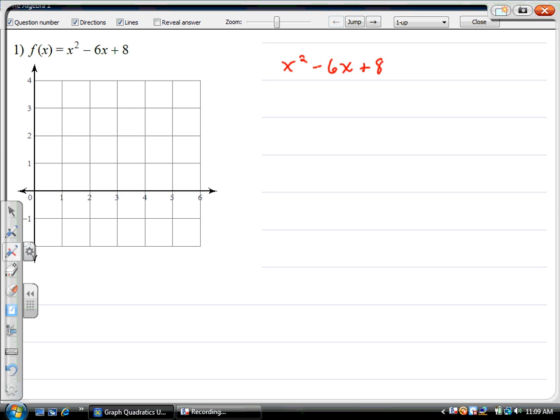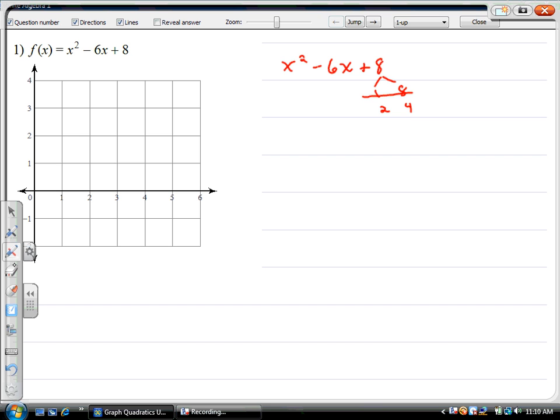The first thing I have to do is look at c, which is 8, and ask myself what factors of 8 can be combined to get negative 6. Okay, factors of 8 are 1 and 8, and 2 and 4. Right away I know 1 and 8 cannot be combined to get negative 6, so that's gone. And I've got 2 and 4.